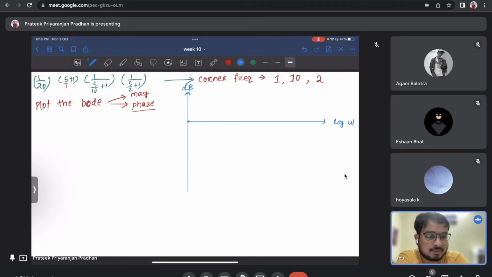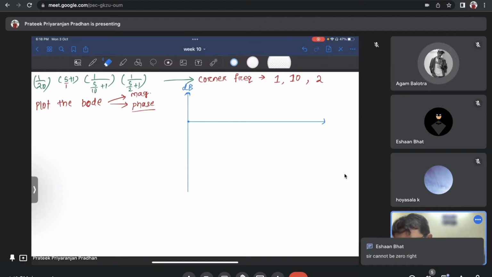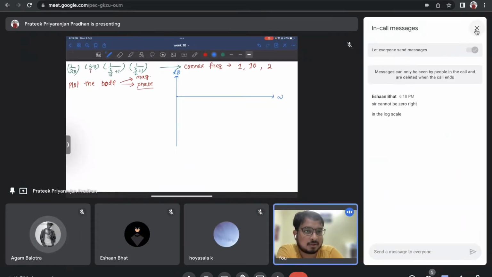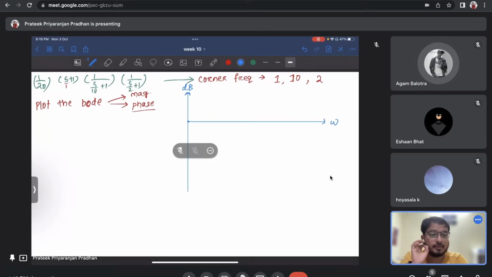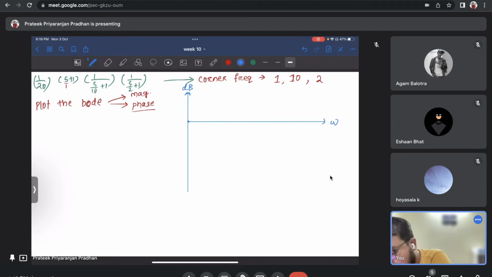What starting frequency? Ishan, would you like to answer this, or Hoysal, or Agam? Anyone? Okay. Ishan says, sir, this cannot be 0 in log scale. Exactly. This can be anything but 0. I can make it 2, 3, 5, anything I want, but this cannot be 0 in a logarithmic scale. I am saying it's a log scale, so I can take anything else.